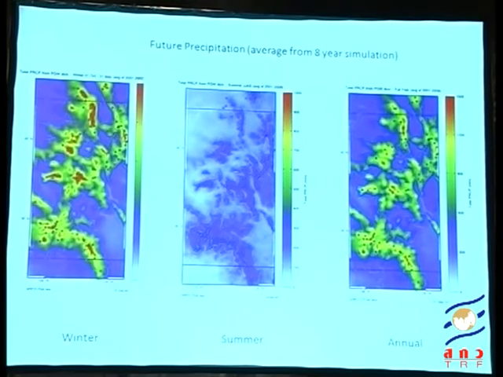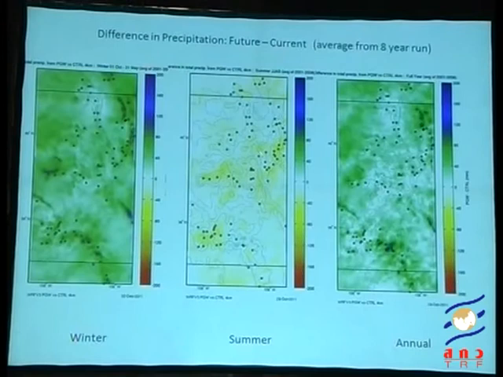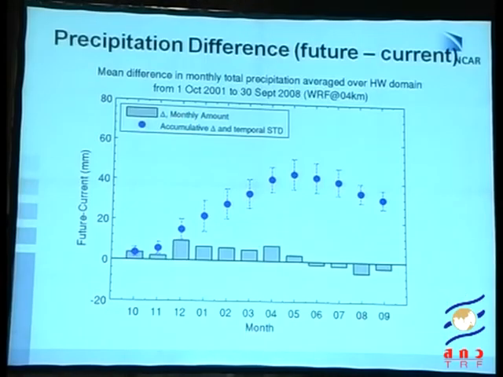So that's future. You can't quite see any differences here, but if you look at the difference field between future minus current, this is difference in the winter. This is difference in the summer. So in the winter, you get more precipitation. In the summer, you get less. So this was a surprising result. If I have time, I'll talk about this at the end of my talk.